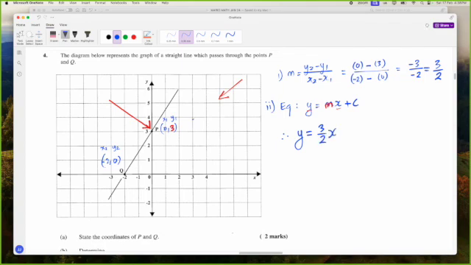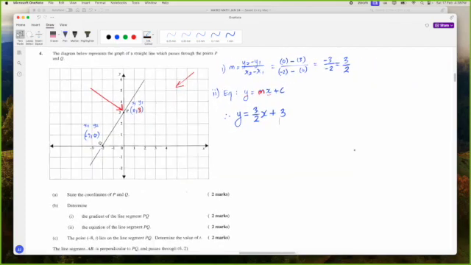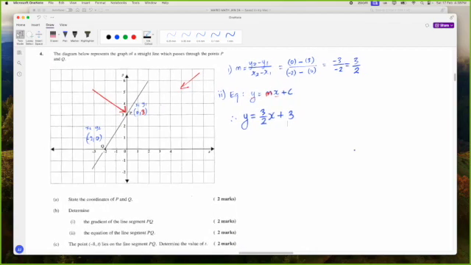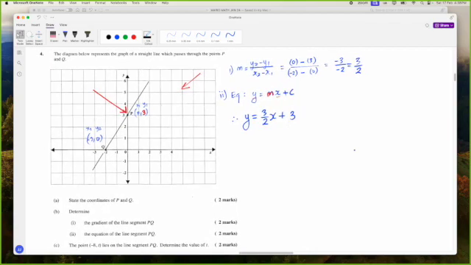And then you can see it cutting the line at positive 3. So C will be plus 3. The point 8t lies on the line segment. So this is part C now. This was part B, 1 and 2.